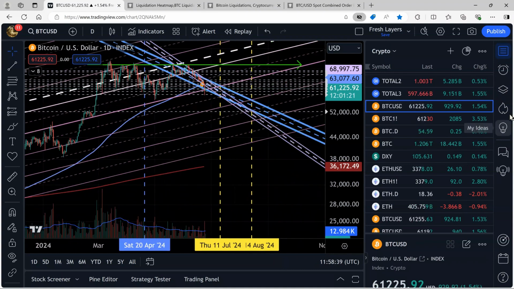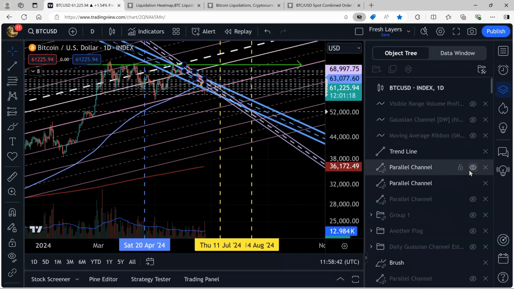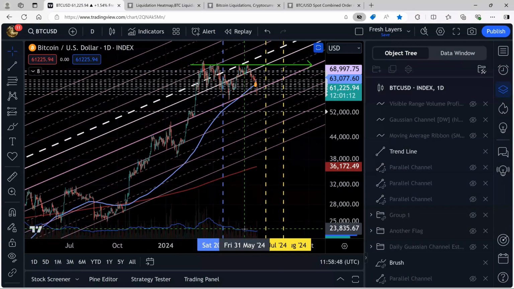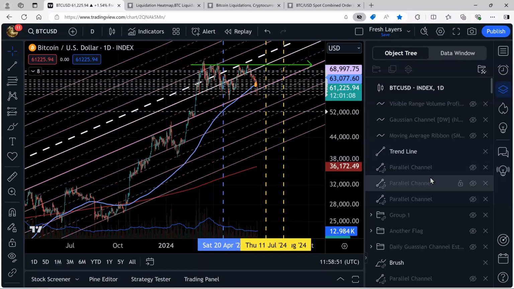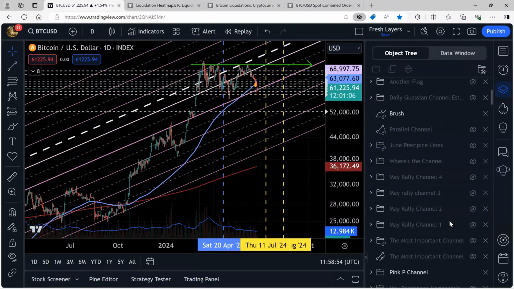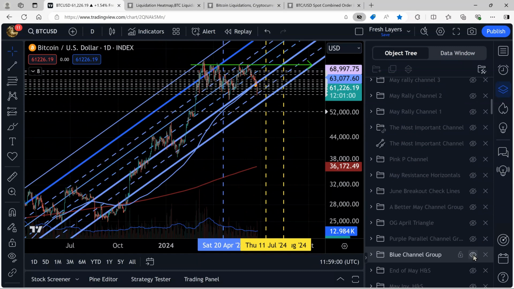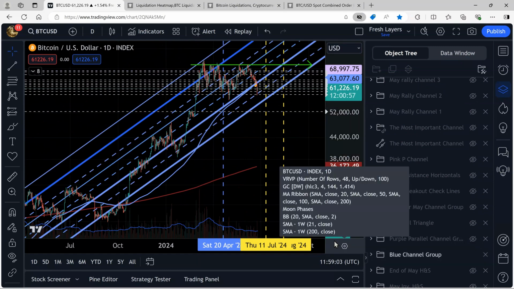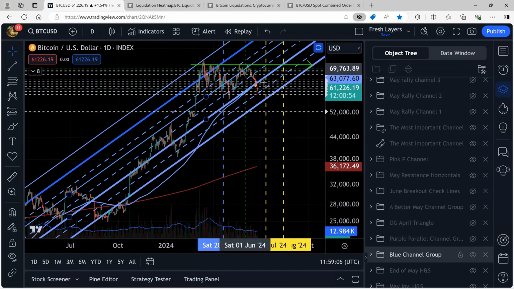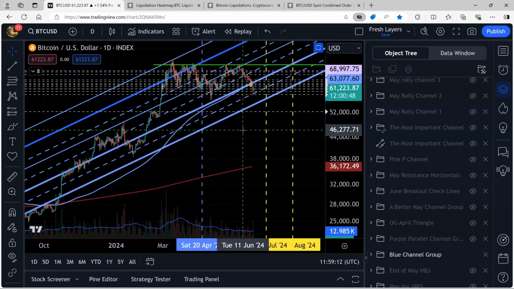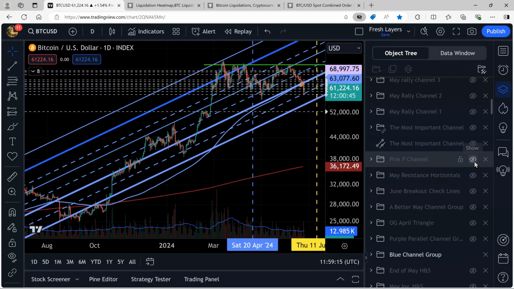So let's get rid of these channels. We don't need those channels here for now, for this discussion. First of all, let's even get rid of these. And let's get our blue channels on, because this is what's going on. We are consolidating in an ascending triangle pattern. Now, it's been unclear what exactly the base is, so that we know where the top of the triangle is.